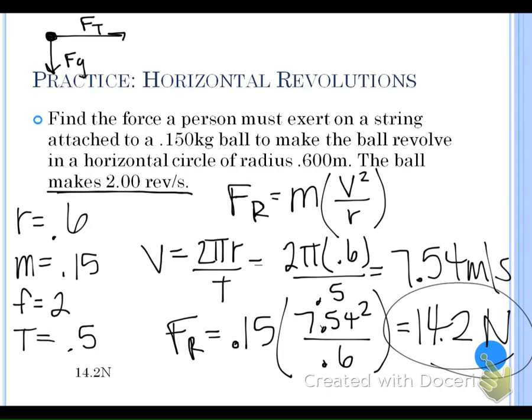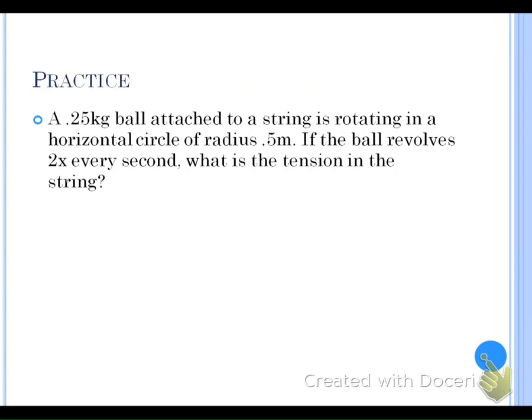All right, any questions? So it says a 0.25 kilogram ball is attached to a string rotating in a horizontal circle of radius 0.5. The ball revolves 2 times every second. What's the tension in the string? Okay, it's 2 times every second. So our free body diagram will look the same. Our force of tension is pulling toward the middle. Gravity is pulling down.